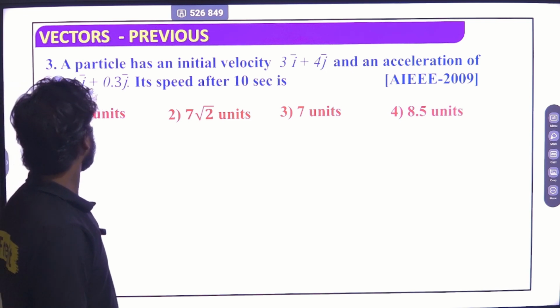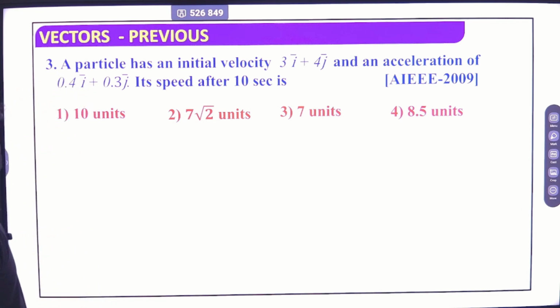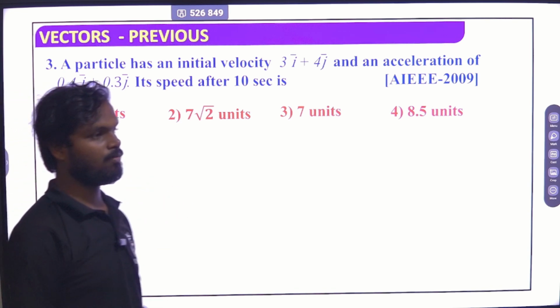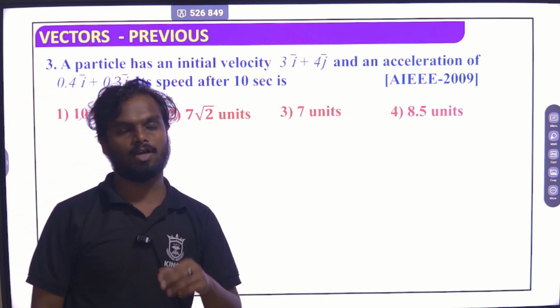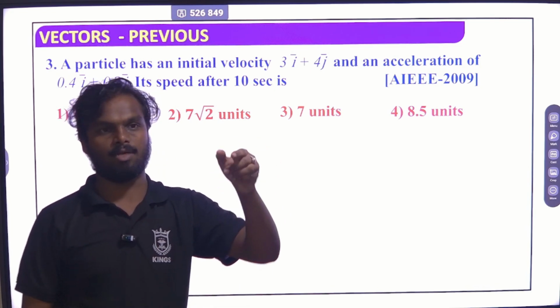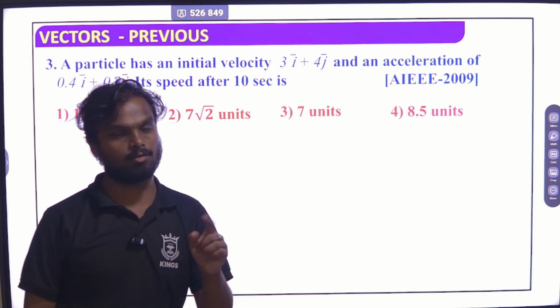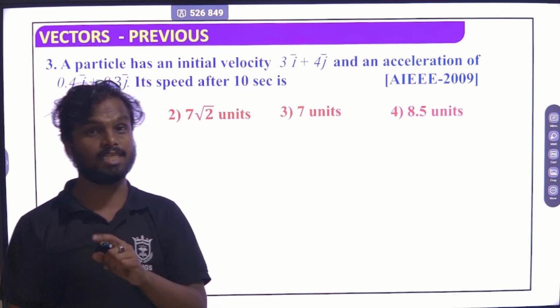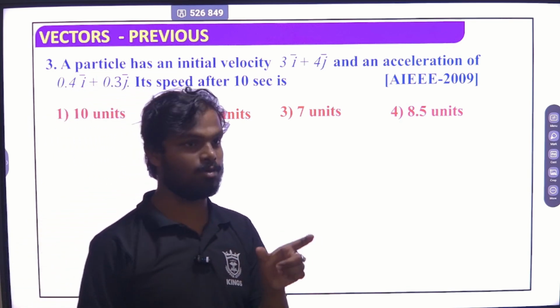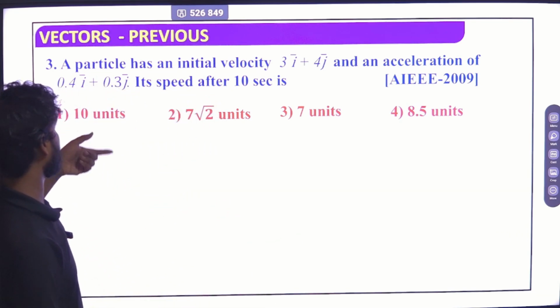A particle has an initial velocity of 3i plus 4j and the given acceleration, then find the speed after 10 seconds. If you remember, I solved one question where you had to find the final speed at t equal to 2 seconds, with a block of mass m and a force acting on it. We calculated acceleration and then final velocity: v final is equal to v initial plus a into t. That is the formula we used. This is similar, so just apply that and calculate the speed.